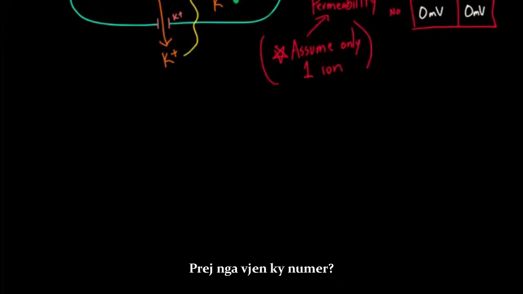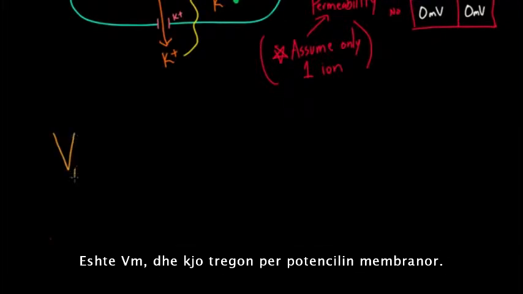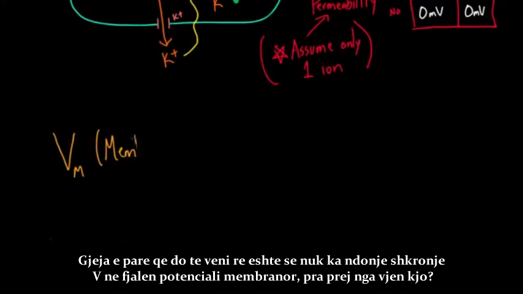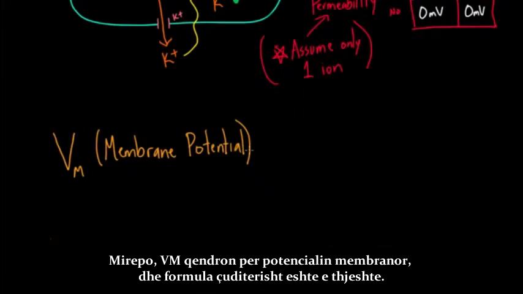Where in the world does that number exactly come from? So there is a formula, and that formula is, I'm going to write it out over here. It's Vm, and all that means is membrane potential. Now, if you're like me, the first thing you notice is that there's no letter V in the word membrane or potential, so how do they come up with that? I don't know where the V comes from exactly, but Vm stands for membrane potential.